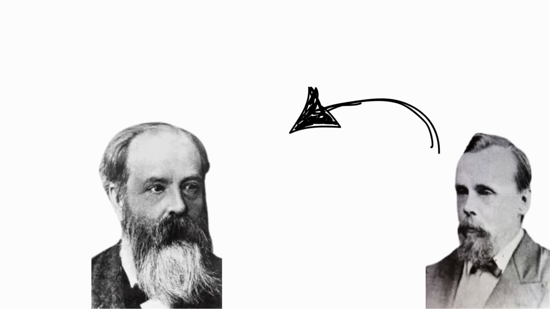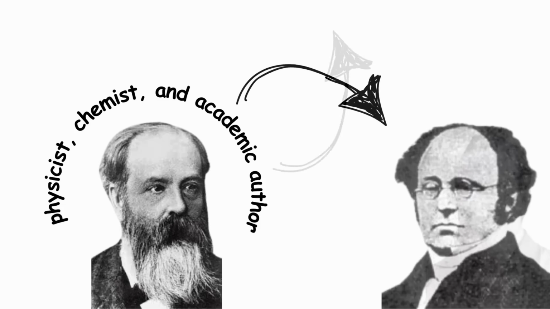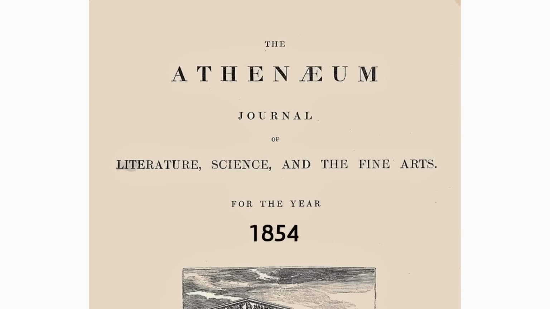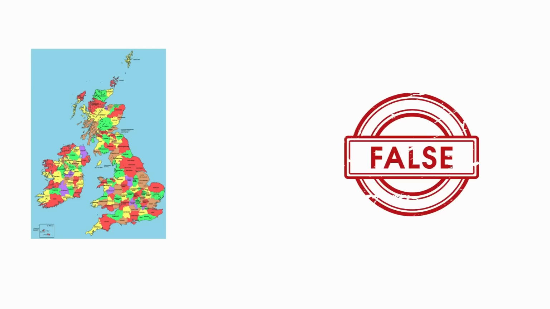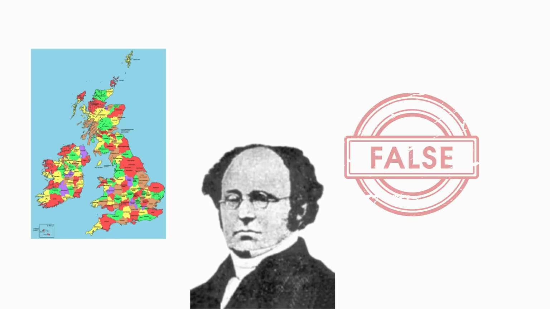Francis Guthrie immediately brought this problem to his younger brother, the physicist, chemist, and academic author Frederick Guthrie. In turn, Frederick brought it to a professor of his, mathematician and logician Augustus de Morgan. The question was later published in the magazine The Athenaeum in 1854, and again in 1860. The four-color conjecture would proceed to attract numerous false proofs, including one by De Morgan himself, and false disproofs too.